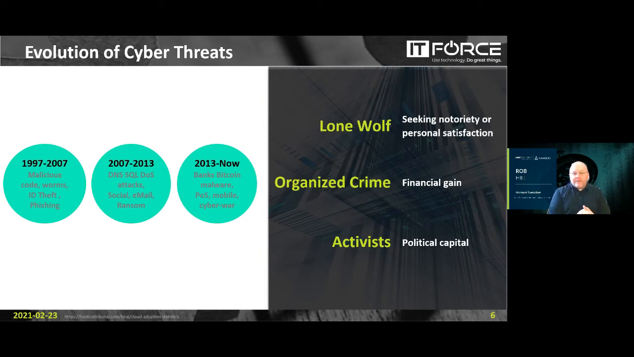Different types of cyber threats. So back in the early days of the internet, back in 1997 to 2007, it was just the malicious code. They would send worms. They would find out if you were on LimeWire, if you're downloading music back in the day, and you download the wrong file and it would shut down your computer. All of that was happening back then.